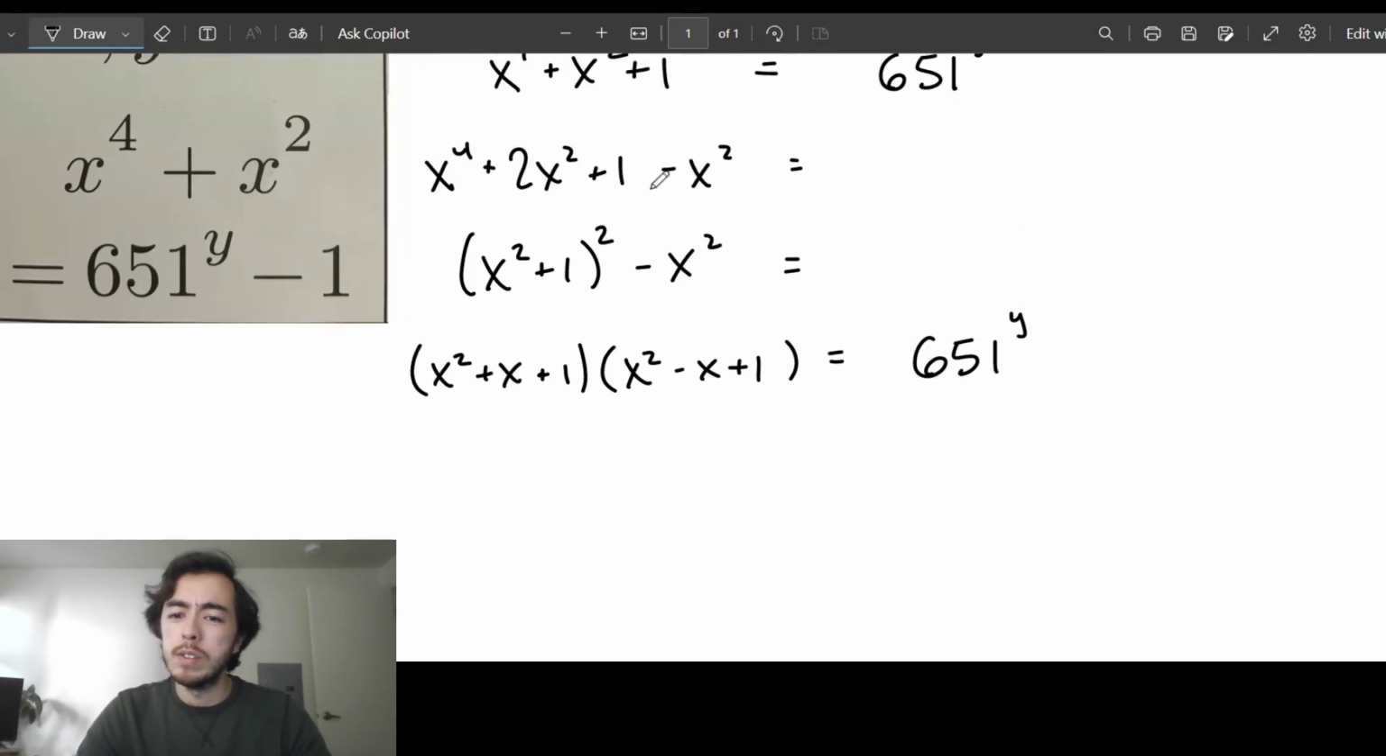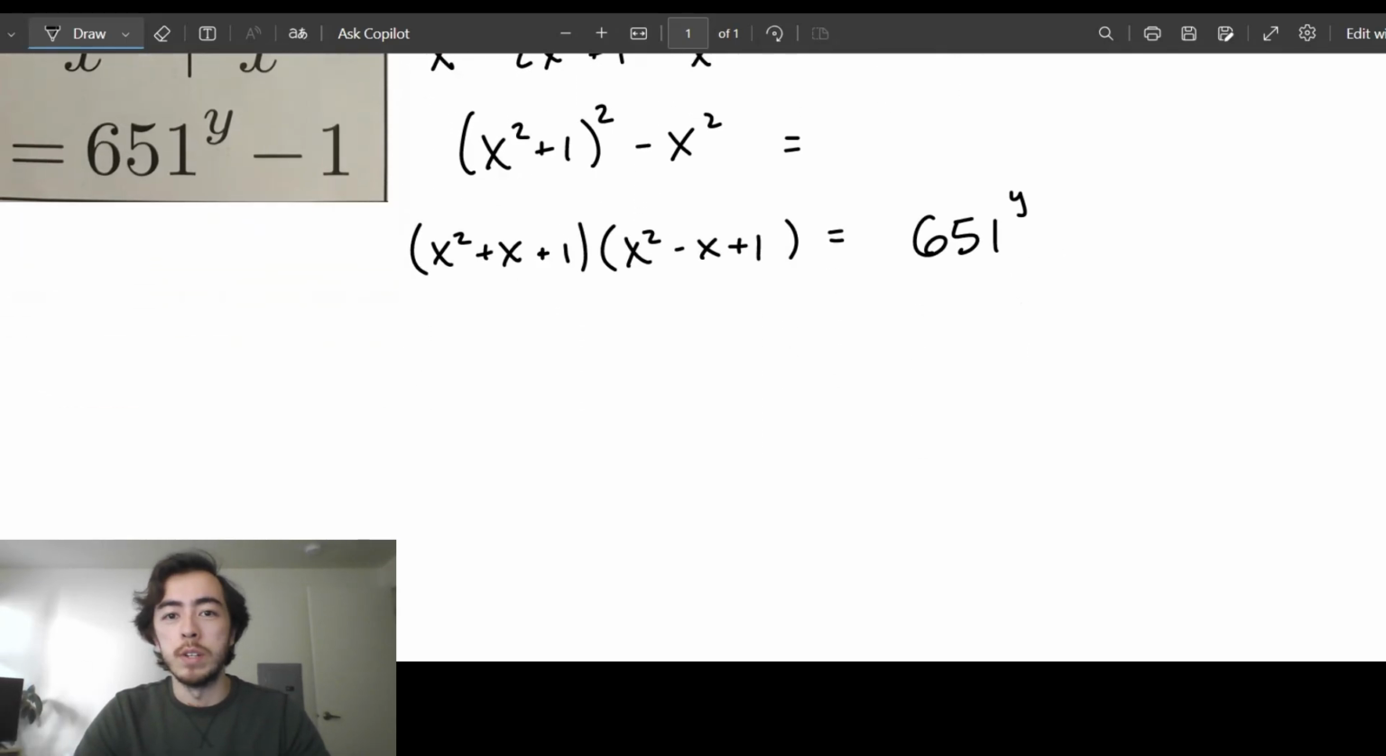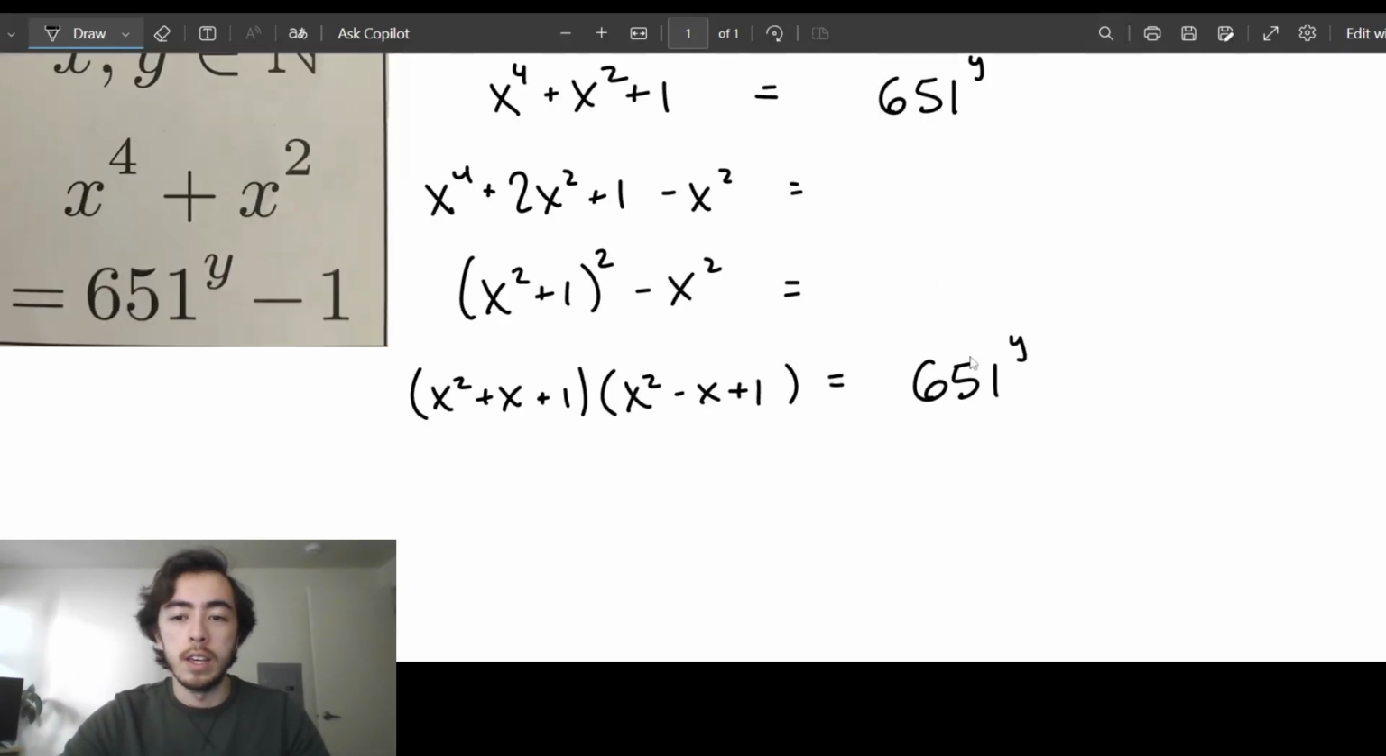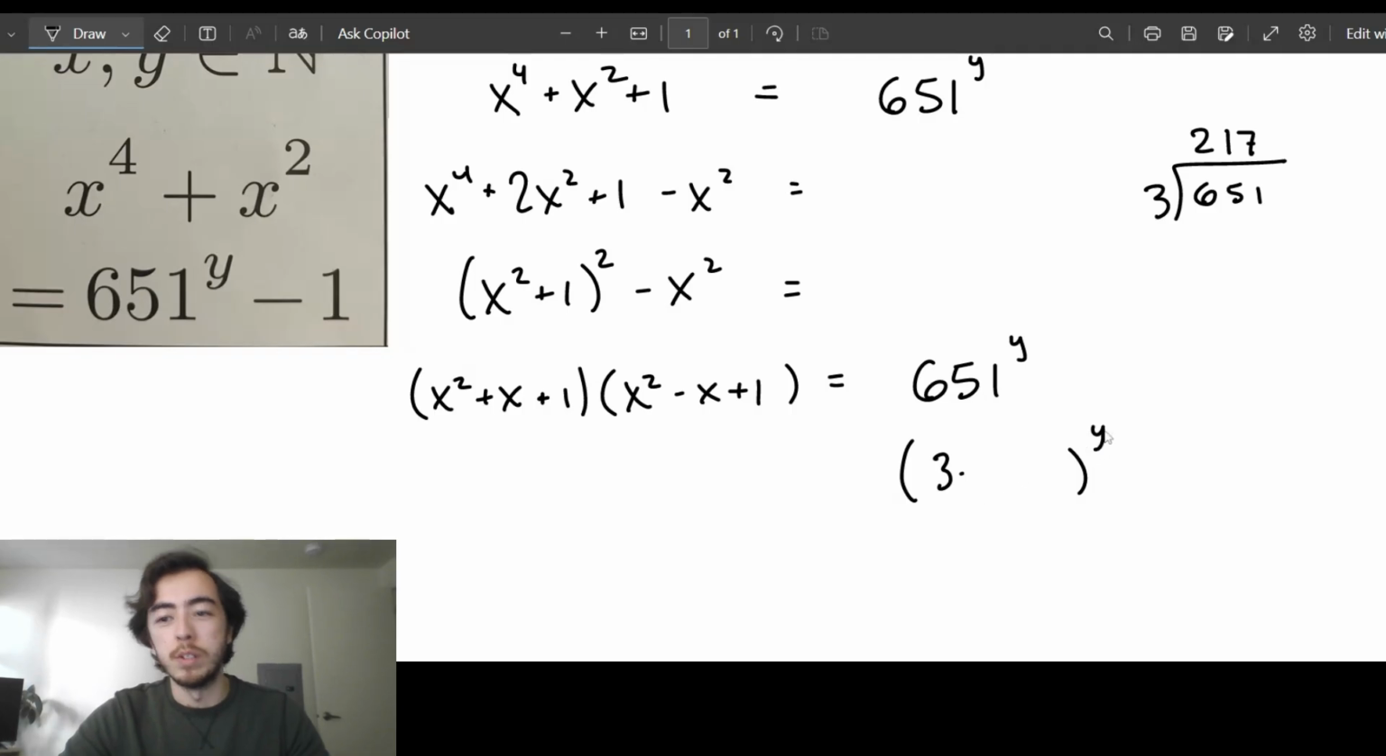I think it would be useful to find some factors of 651 as well. Here I can see that its digits add up to 12, and therefore it is a multiple of 3. So we can figure out what happens when we divide by 3. We could get 2 hundreds, and then 3 goes into 51 17 times. And so we know that 651 is going to be 3 times something, well, 217.